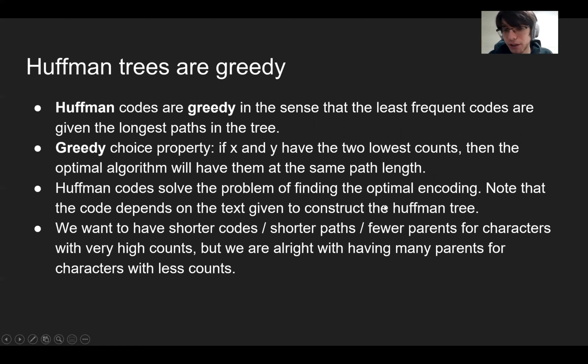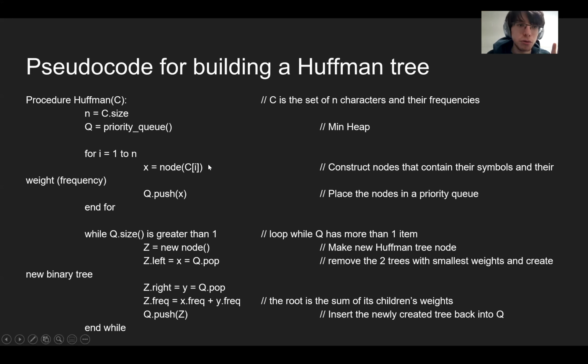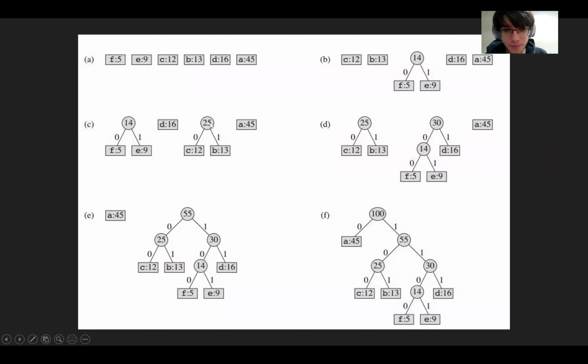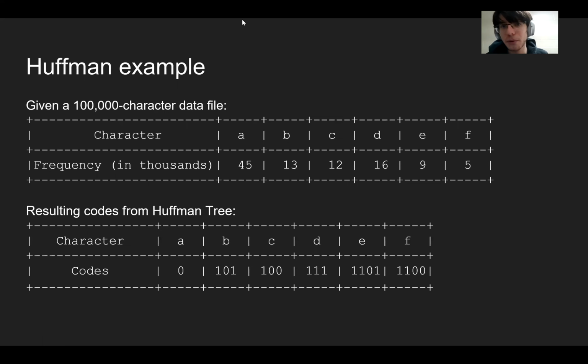The code depends on the text given because, of course, those are the characters, right? And the whole idea is we want shorter codes, shorter paths, or fewer parents for characters with high counts, but we are okay with having a longer path through the tree for things with lower counts. So, okay, this is pseudocode. Before we go to the pseudocode, let's just use the example because I think that helps a lot. I like this example, so we're going to the example, then we'll go back to the code because I think that's going to help us understand what's going on here.